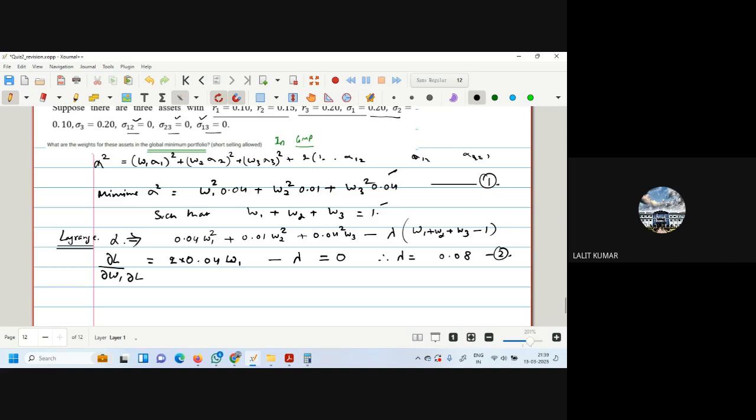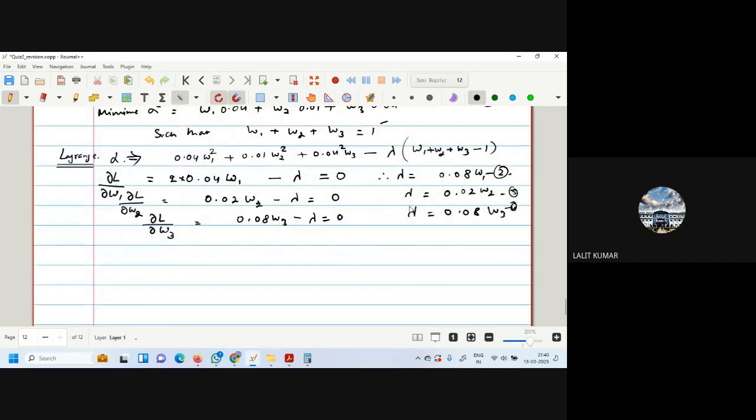Similarly, when you take delta L by delta W2, it becomes 0.02 W2 minus lambda is equal to 0. Therefore, lambda is equal to 0.02 W2. Taking the derivative with respect to W3, it becomes 0.08 W3 minus lambda is equal to 0. So you get lambda is equal to 0.08 W3. Now we can solve these 2, 3, and 4 easily.